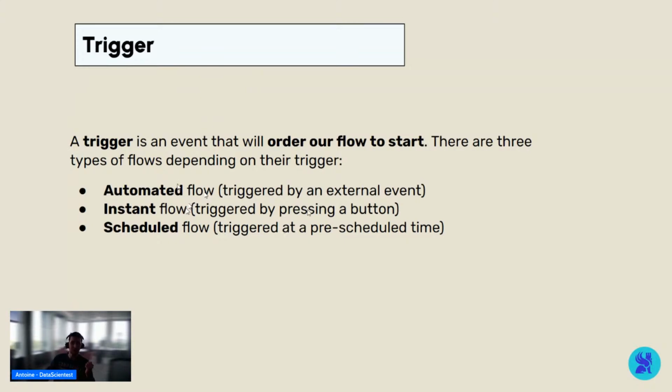The second type of flow is an instant flow. An instant flow is when you want to activate your flow, your scenario, by clicking on a button. So by pressing a button, it will trigger your flow, and we are talking about an instant flow. And the last type of flows we will talk about are the scheduled flows. This one is triggered because you scheduled that at this time you want your flow to activate itself.